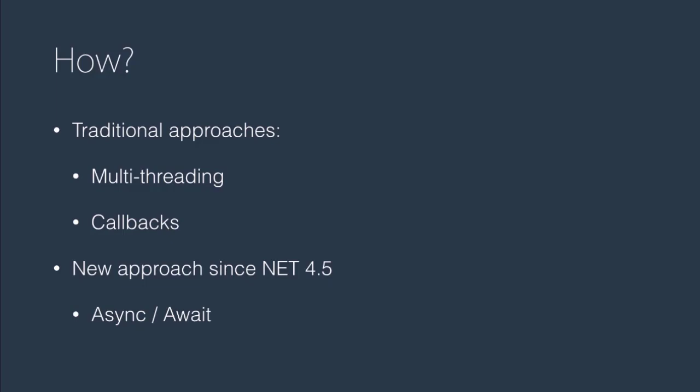Now, how do we do that? Well, traditionally in C#, we had 2 common approaches. One was using multi-threading, one was using callback methods. Both these approaches are complex to learn and understand. So in .NET version 4.5, Microsoft introduced a new asynchronous programming model, which is called the task-based asynchronous model. And we achieve that by using the async and await keywords. And that's the topic of this lecture. So let's jump into Visual Studio and learn about async and await.